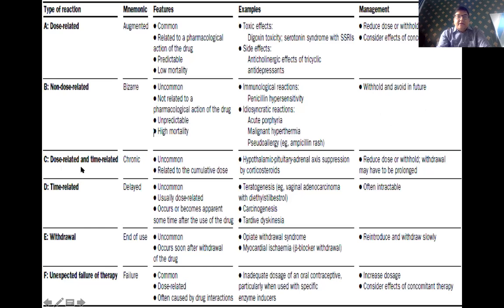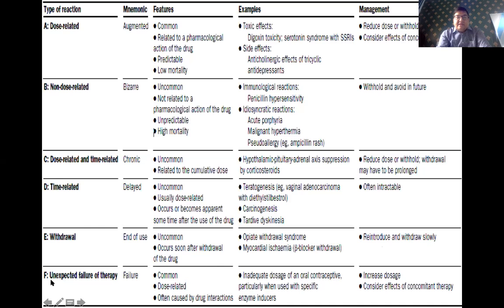Then type C is the dose related, that is the chronic use, continuous use that I have told you. So for this we can slowly reduce the dose of the drug. Then type D is the delayed one, such as teratogenicity, carcinogenesis. So these are the type D, and type E is the withdrawal one, which occurs with the end of the use of the drug. So here we can reintroduce and withdraw the drug slowly.